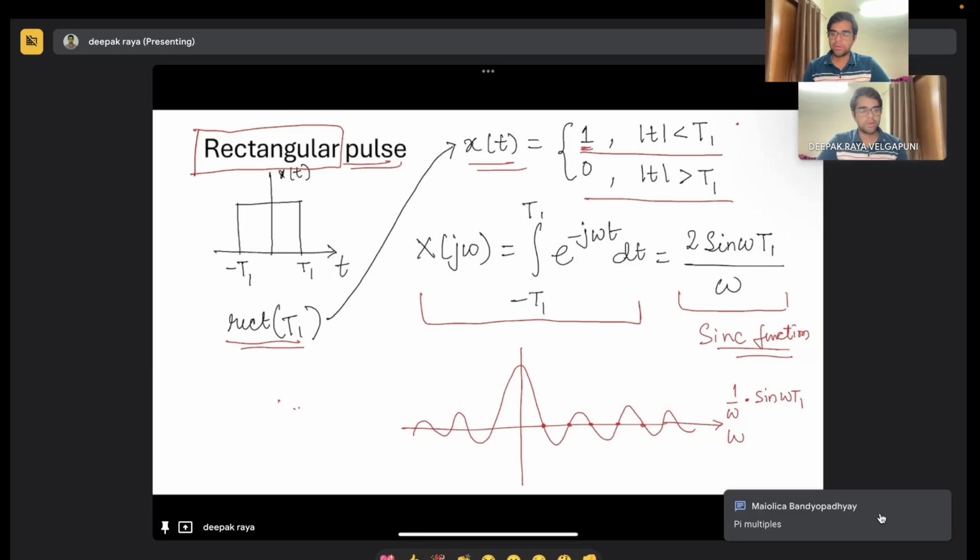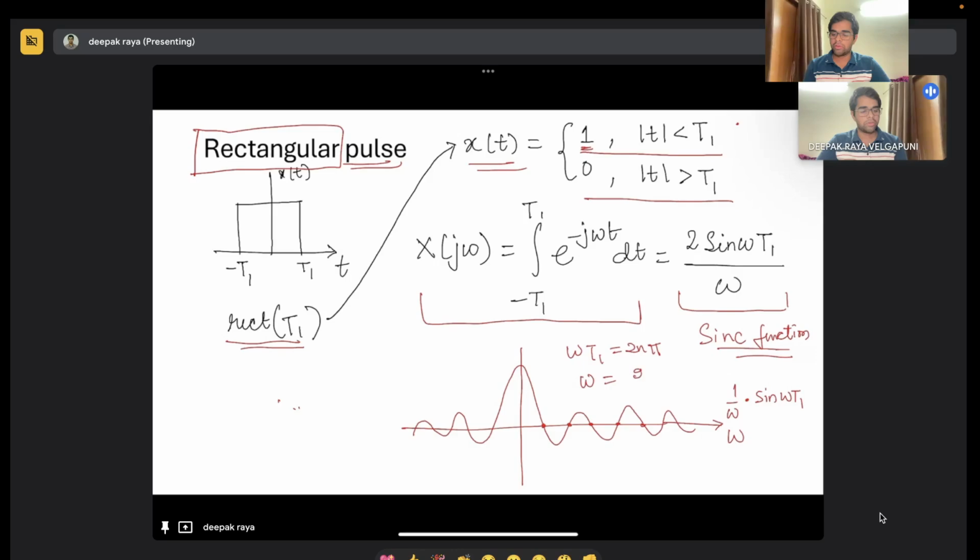Yes. So when you equate omega t1 to 2 pi, the sine becomes 0, right? So basically you will get omega equal to 2 pi by t1. So all these occur at multiples of 2 pi by t1. The next multiple will come at 4 pi by t1, and so on and so forth. Okay. So this is called a sinc function.